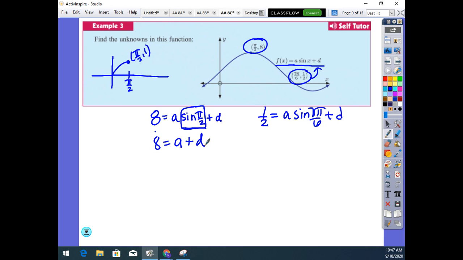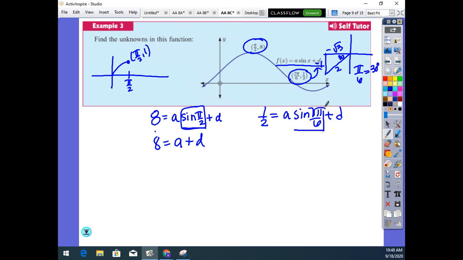7 pi over 6 is not on the curve. So what we're going to do with that is make our triangle. 7 pi over 6, that's 1 and 1/6. So I'm going to go 1 pi and a 6th. Remember, pi over 6 is 30 degrees. So this is our 1, 2, square root of 3. And going down, y is negative, and so is x.